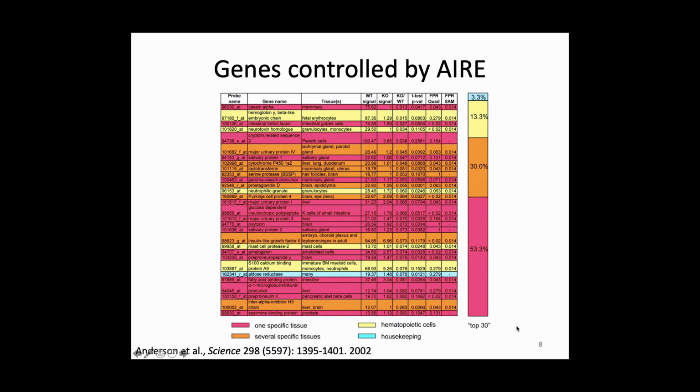This includes things like oxytocin from the brain, salivary protein 2 from salivary glands, preproinsulin, things like that. You can see that many of the others are also tissue-specific-ish genes as well. And so this showed that AIRE was responsible for making sure tissue-specific genes are turned on in the thymus to ensure that those antigens are present for T cell selection.